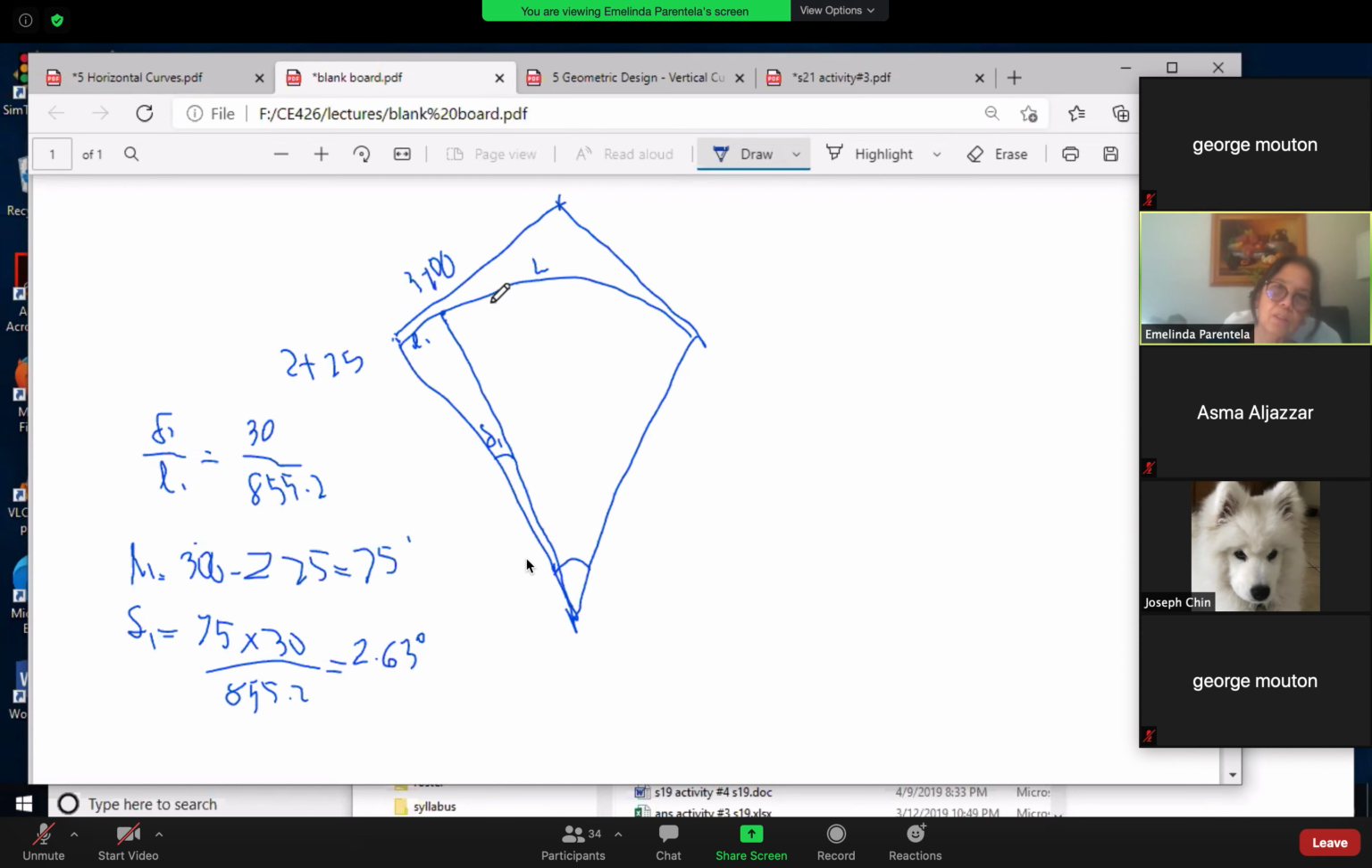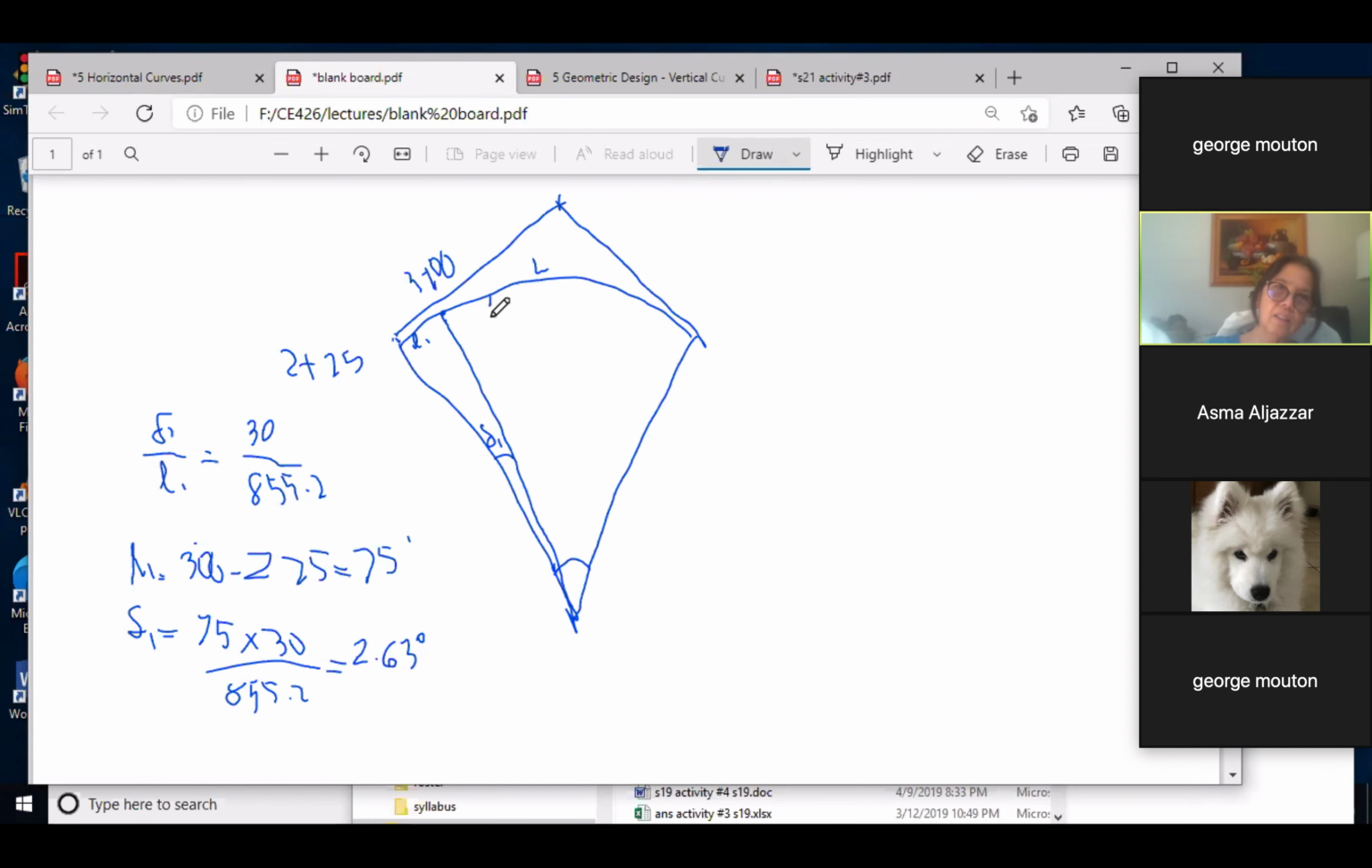The next would be your D. What is D? Did we get D already or not yet? So the next full station is 4 plus 00, right? What's the last station, by the way? We forgot that one. So the last station is at station what?